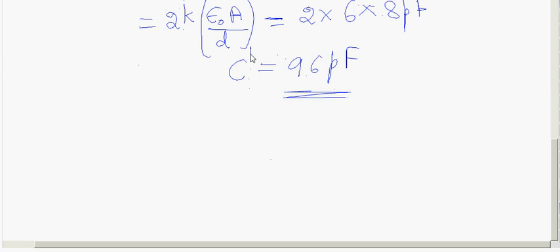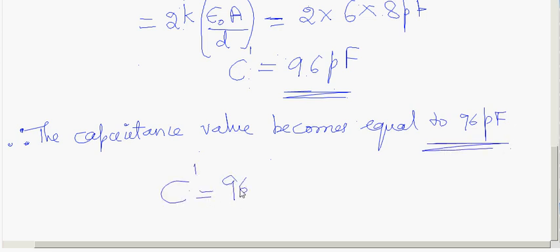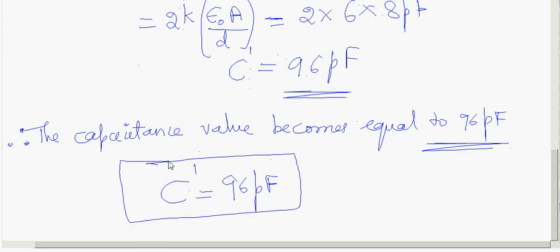Therefore, the capacitance value becomes equal to 96 picofarad. So the new value of C dash is equal to 96 picofarad. This is after filling the space between the plates with a dielectric of constant 6, and also the distance between the plates is reduced to half.